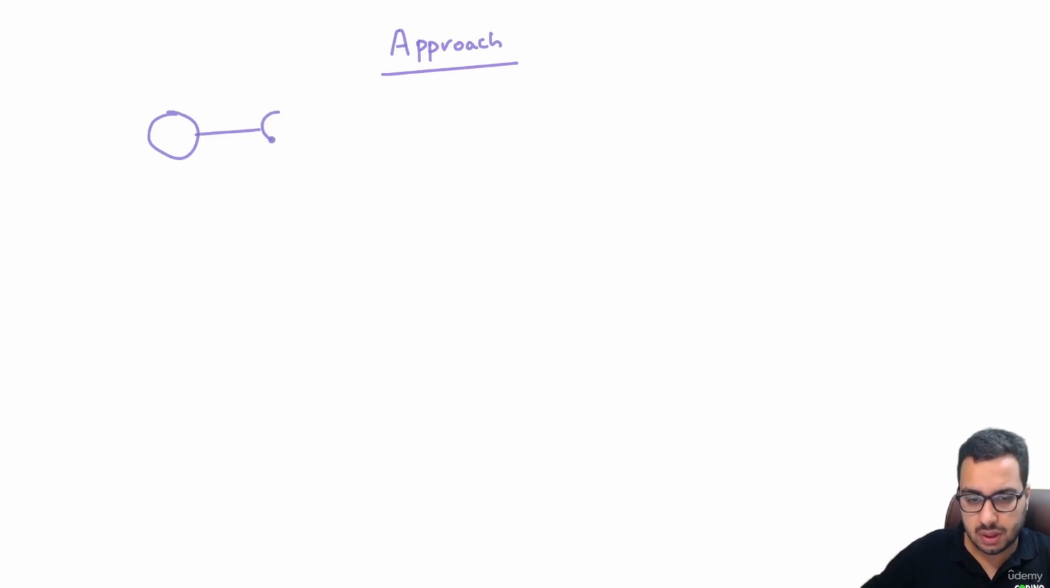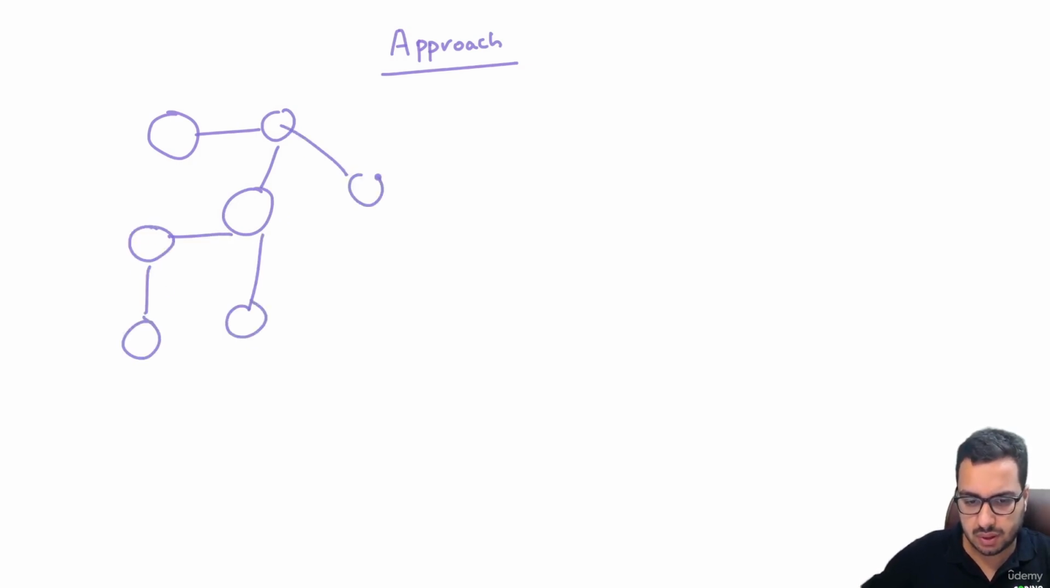So let's discuss an approach that will help us to solve this particular question. So one thing is clear, the value of n is large. We cannot find out all possible permutations of nodes and then try to find out the distance. The graph may be a complex graph.